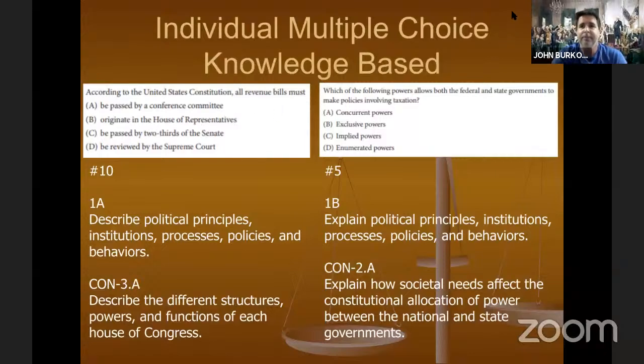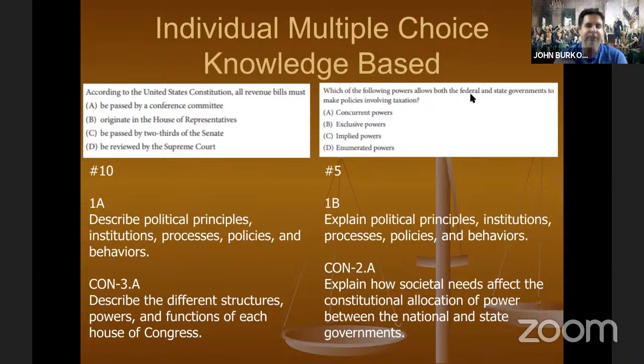Now let's look over here. Which of the following powers allow both the federal and state governments, federalism, to make policies involving taxation? And really it's key, so it's explained, because that's a skill. Explain, because they're applying it to a particular policy. So you can see here, explain political principles, policies.